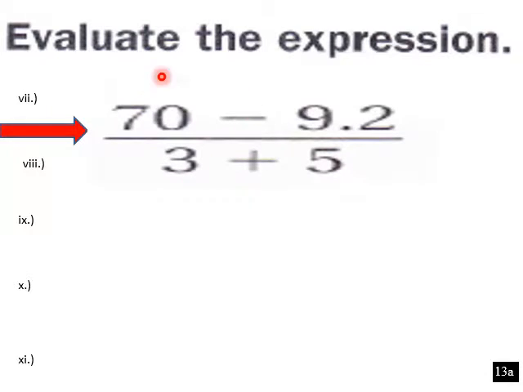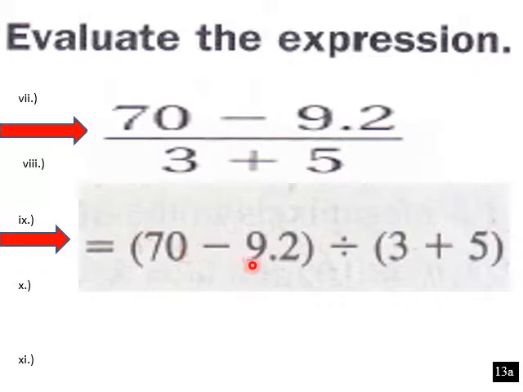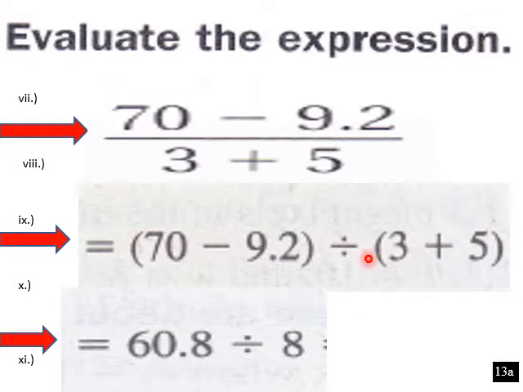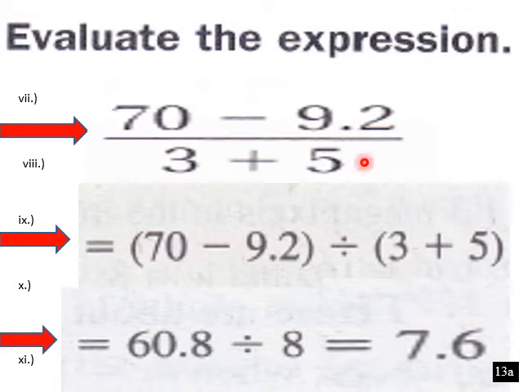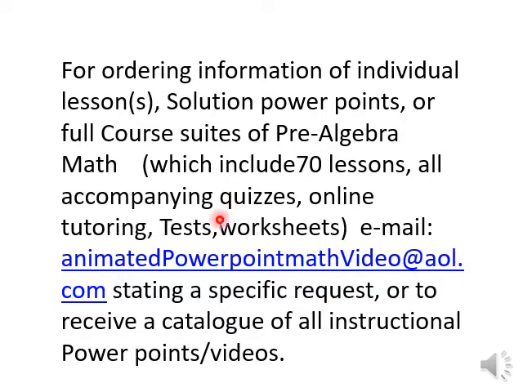Okay, evaluate this expression. We have this expression here. So we'll do 70 minus 9 squared. So we just use a horizontal format here. This is our denominator. This is our numerator. And then this is 8. And then this is 60.8 divided by 8. That equals 7.6. So that would be the order of operations to solve that. And that was lesson 1.3 of pre-algebra, part 1, part 2, part 3 available here. Thank you very much.